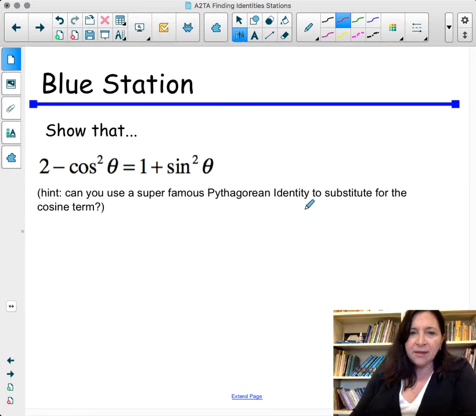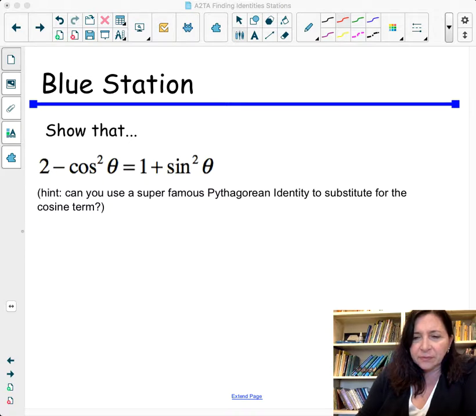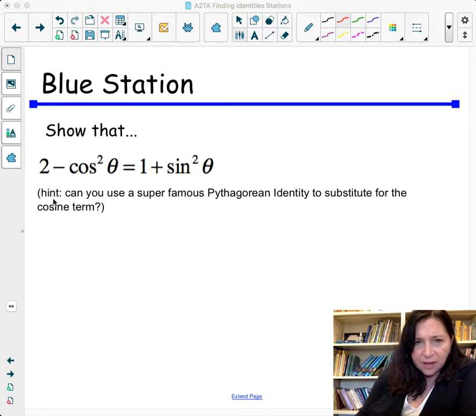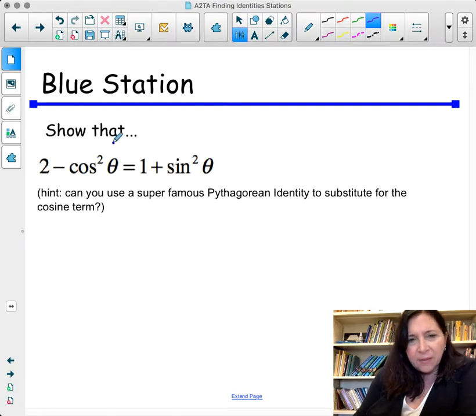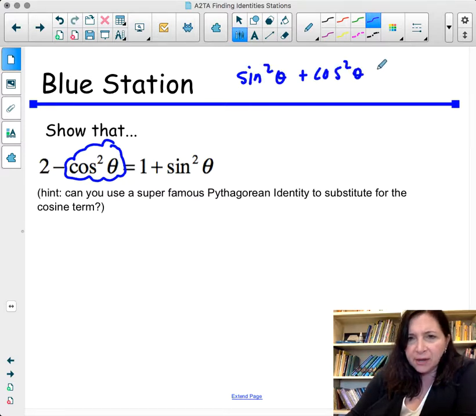So now this one's a little bit trickier, okay? We're trying to show that 2 minus cosine squared of theta is equal to 1 plus sine squared of theta. Now, a couple of things that you can think about is that you have 2 minus cosine squared of theta. Hint, you can use our super famous Pythagorean identities if we want. And what I'm going to do is I'm going to just choose to replace that value right here with one of my Pythagorean identities. Remember this one, sine squared of theta plus cosine squared of theta is equal to 1.